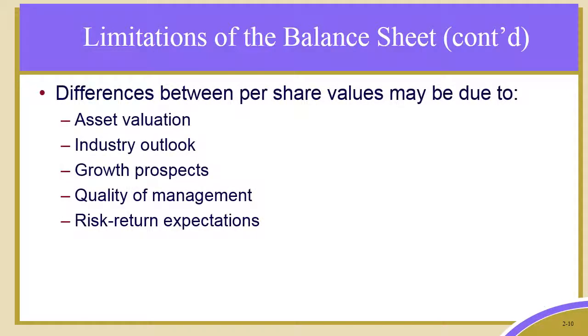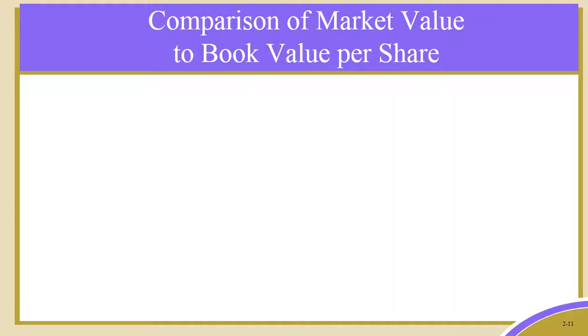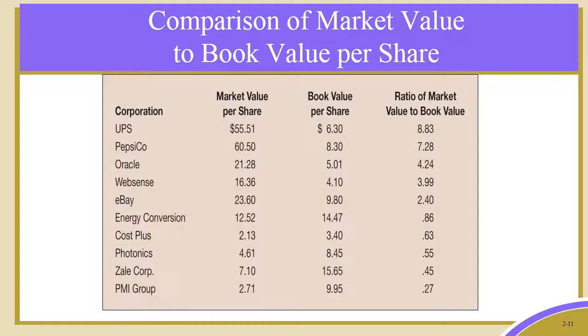Limitations of the balance sheet: differences between per share values may be due to asset valuation, industry outlook, growth prospects, the quality of management, or risk and return expectations. It could be any of these things. This shows a comparison of market value to book value per share on this example sheet, showing the ratio of market value per share versus book value per share. And as you can see, they're a little different.